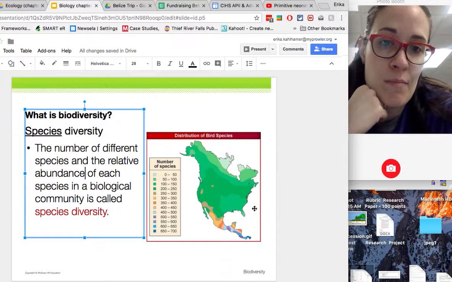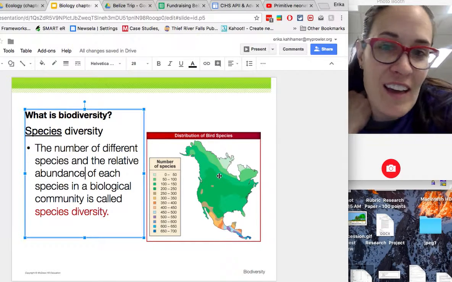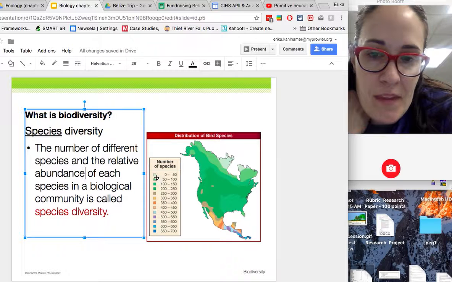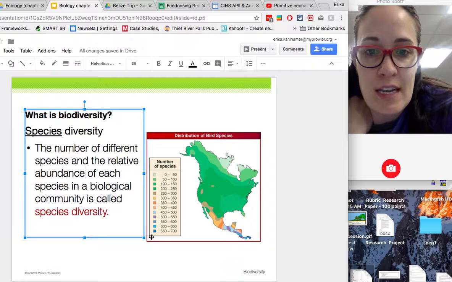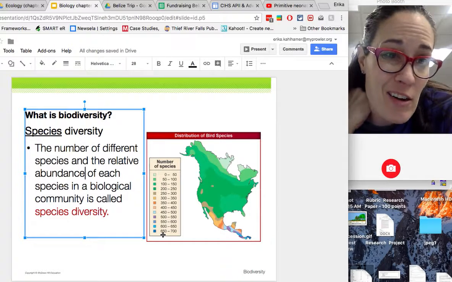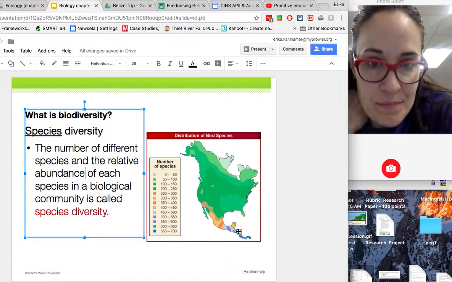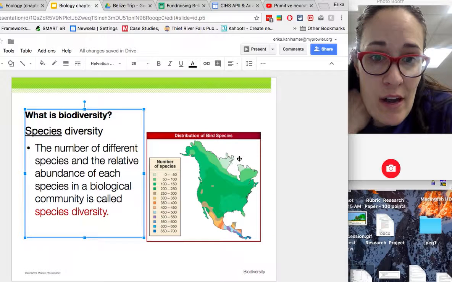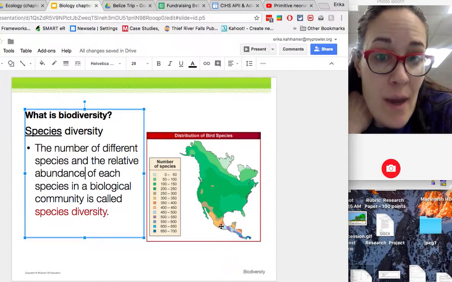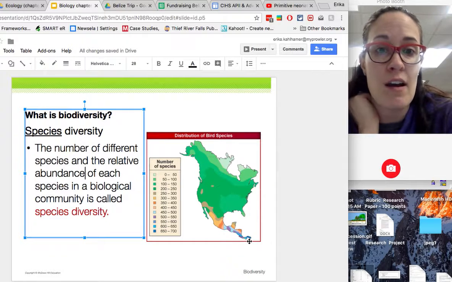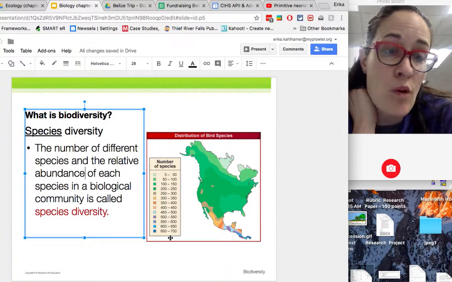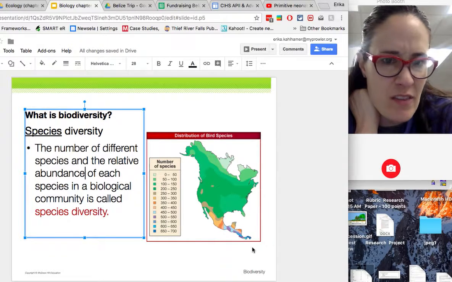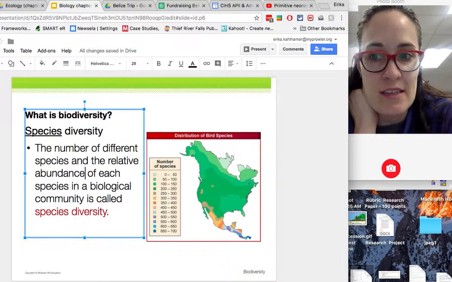So this is a map of North America, and you can see that 0 to 50 would be not very rich in species diversity, and 650 to 700 would have a higher amount of species diversity. So up here we don't have very much. The United States is basically in the green. If we go into Mexico and Central America, you can see the numbers just skyrocket. There's more species in those areas, even though the relative land space isn't as big.